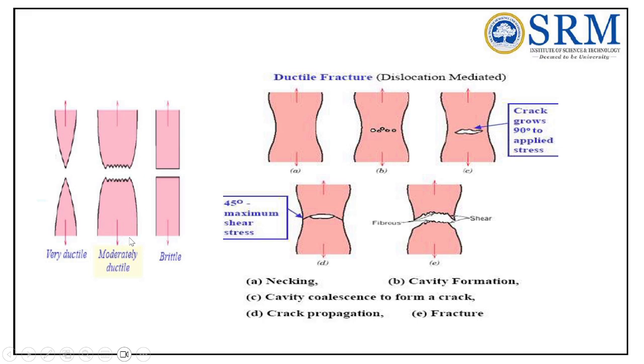Okay, next one is a moderately ductile material. You can see a fiber structure like a cup and cone fracture, whereas the brittle material breaks into two. After reaching the elastic limit, a small amount of plastic deformation takes place, which is negligible. Then it breaks into two, mostly perpendicular to the axial direction of the force, right?